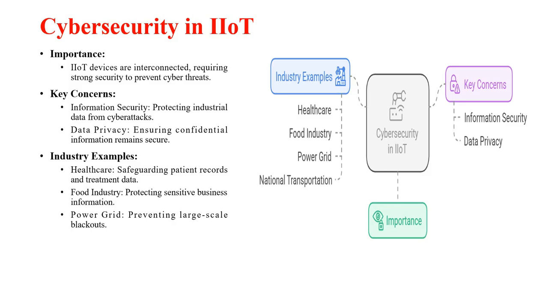Examples of IIoT cybersecurity risk in industries are the healthcare industry, where data integrity is very important, to prevent tampering with the patient records, diagnosis, and treatment plans. And the food industry, where the confidential company information such as recipes or the supply chain data must be protected in order to prevent the reputational damage. And next is the power grid, where a cyber attack on a power grid could lead to massive blackouts, and it will affect the industries and daily life.